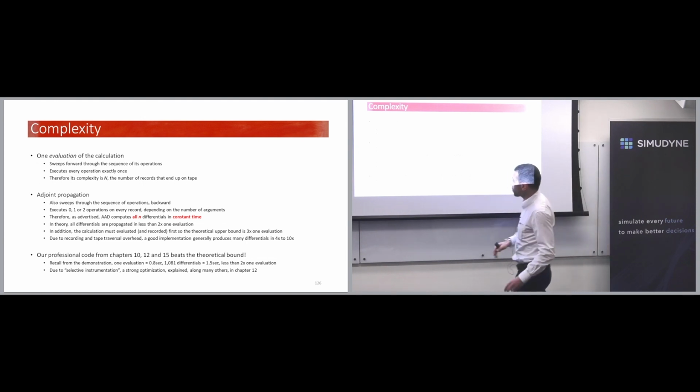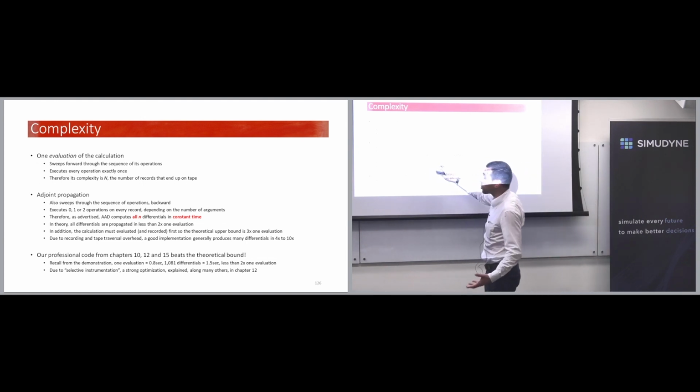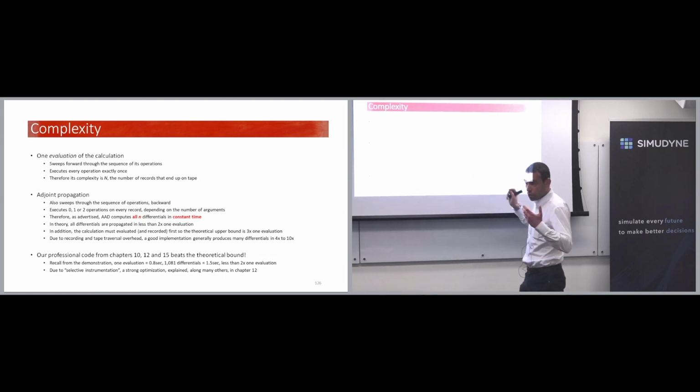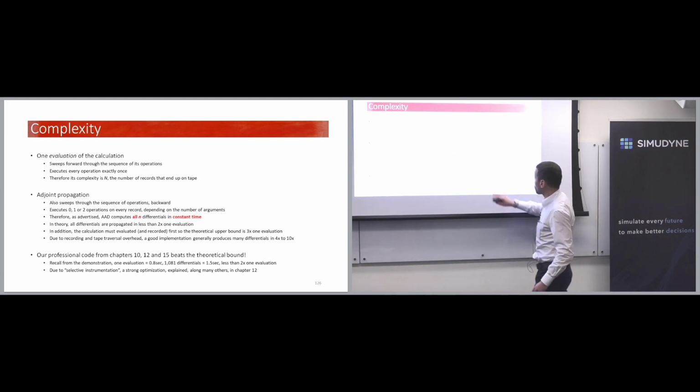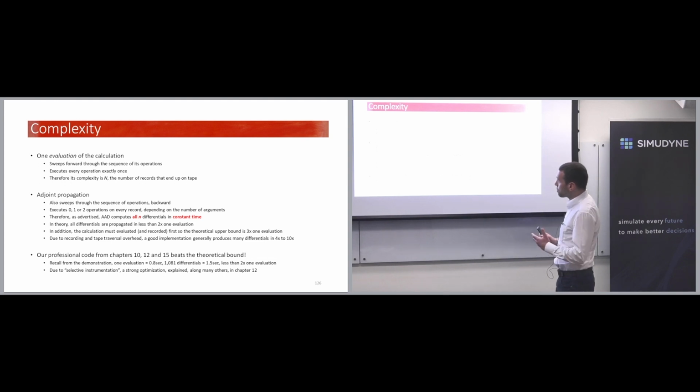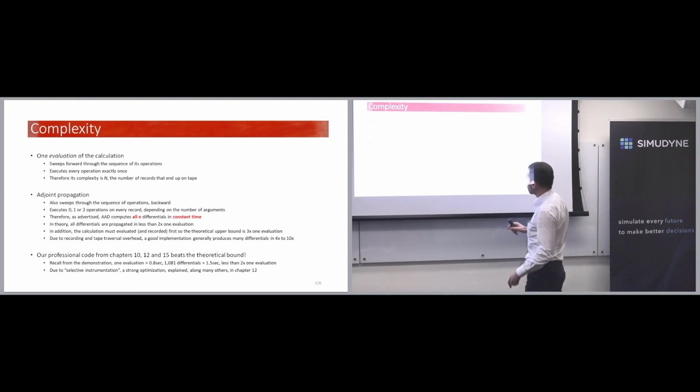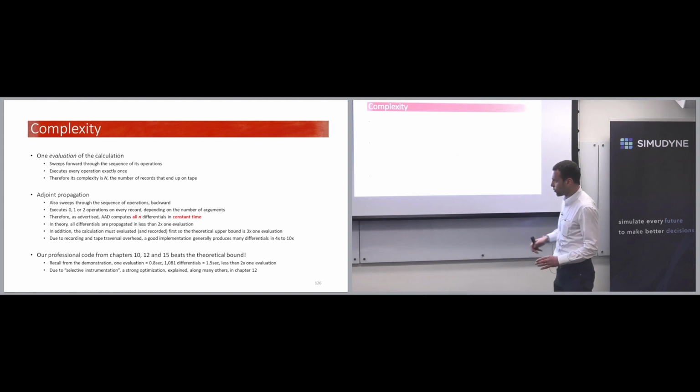In addition, the calculation must be evaluated and recorded first. Obviously, you need to record the operation before you can backpropagate through it. So the theoretical upper bound is 3 times one evaluation. But of course, in practice, there's recording and tape traversal overhead. So a good implementation generally produces as many differentials as you want in 4 to 10 times one evaluation, right?